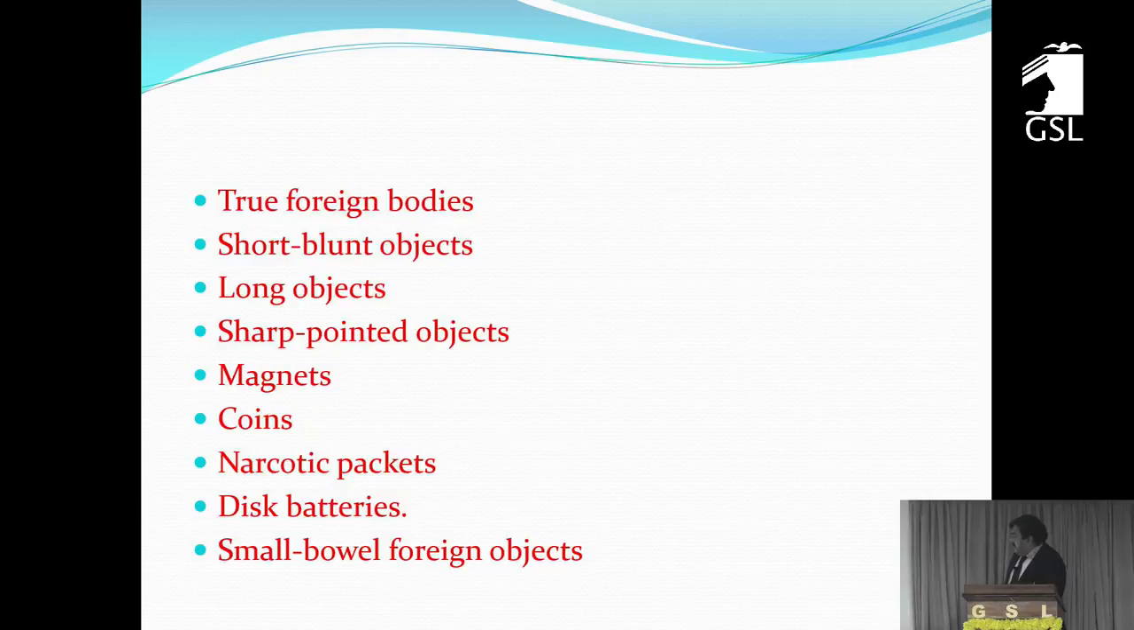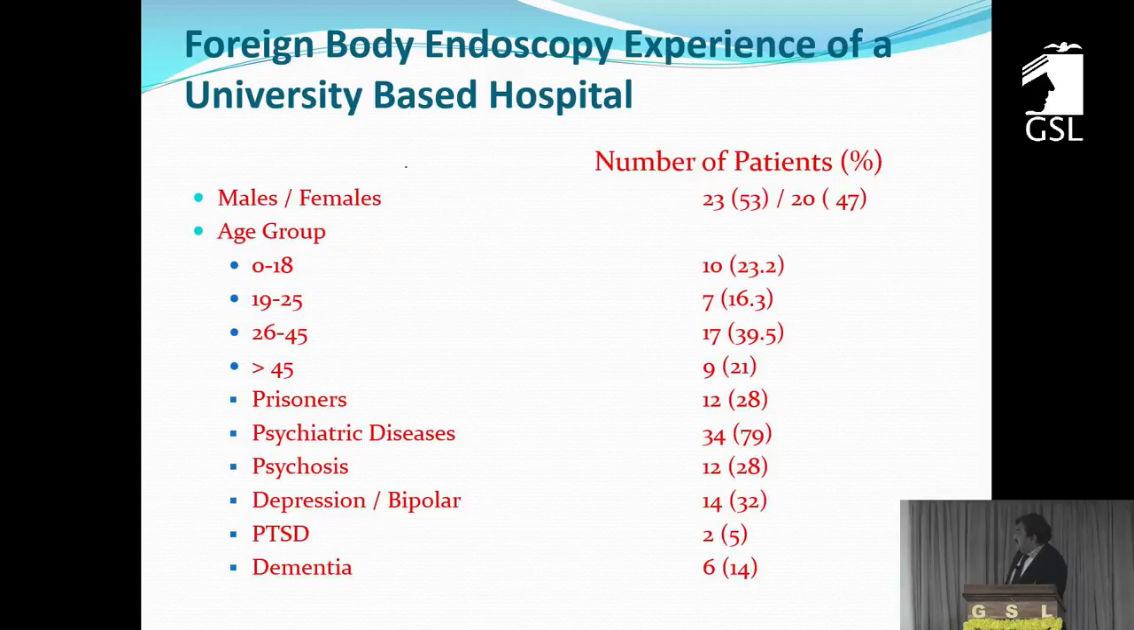And as I told you, these are the ones that mostly surgeons are called to do in government institutions, in most of the ports of call, either airports or the seaports. And this is the foreign body endoscopy experience in a university-based hospital, where you get all these emergencies, where there's an emergency room. 0 to 18, about 10. That is the most common. How about 26 to 45, 17?